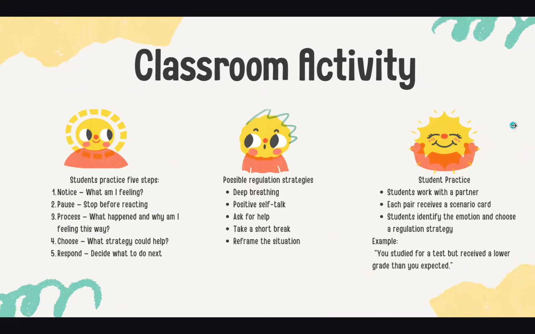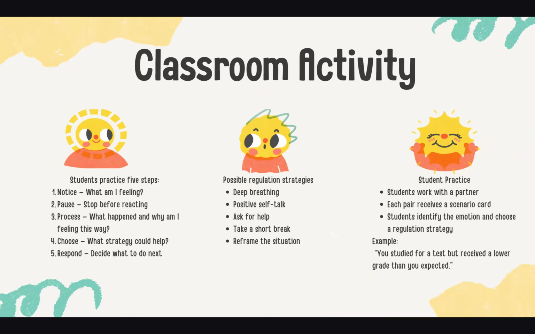Now, for our classroom activity, the one I chose is called Regulation Reset. Now, the goal of this is to give students a simple process they can remember when they experience a strong emotion. The first step of this is going to be notice. This is where students identify what they're feeling. Next is pause. This is so they don't immediately react. Then they process what happened and why they may be feeling that way.